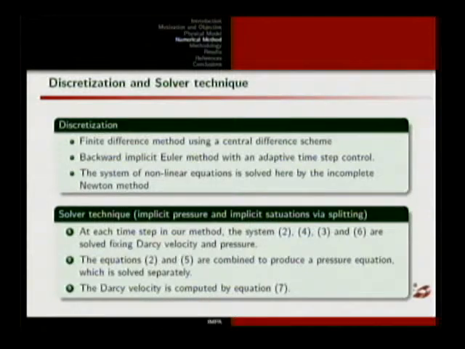And then after solving these 4 coupled equations, we use an implicit and split method to solve for Darcy velocity and pressure. For the pressure equation, equations 2 and 5 are combined to produce a pressure equation, which is solved separately, and then the velocity is calculated. Basically, we have 4 coupled equations, and the pressure and velocity equations are calculated explicitly.